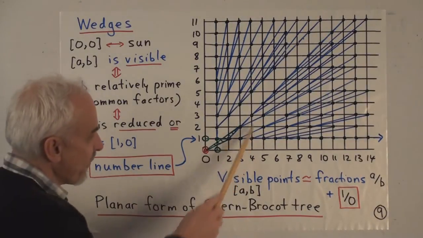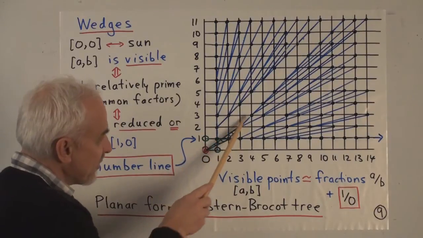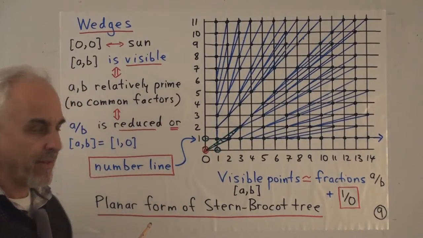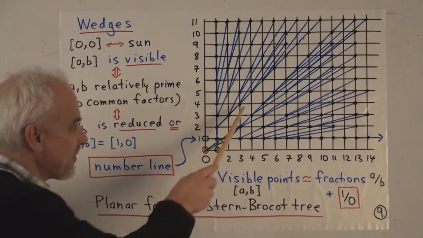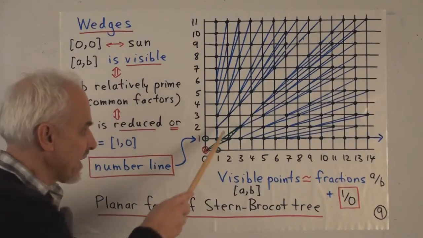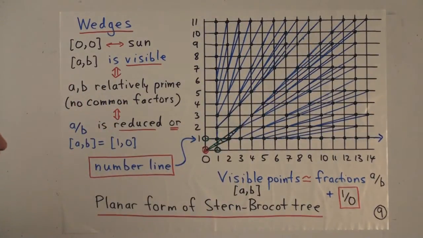But the point 4, 4 does not have that property, because the ray from the sun to 4, 4 would first bump into 1, 1. And so this point 4, 4 is in the shadow of 1, 1. In fact, that's all of these points here. That's why they don't have dots on them.